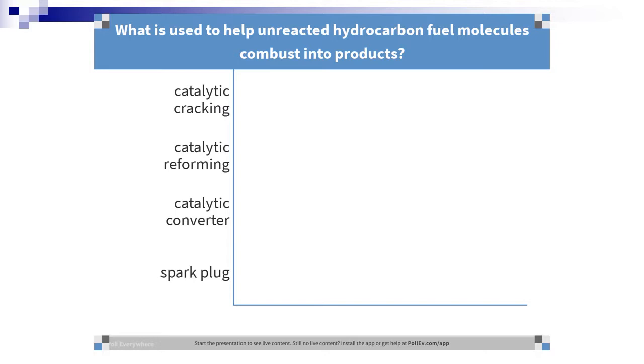Catalytic reforming, we actually reform the molecule. We add more branches to make it a better fuel. But they're not helping unreacted hydrocarbon compounds go ahead and combust. That's what the catalytic converter does. It's in the exhaust system and it helps aid the completion of those combustion reactions. A spark plug starts that reaction. It allows the start of burning those hydrocarbons. But to help the unreacted hydrocarbon fuel molecules, that's going to be your catalytic converter.